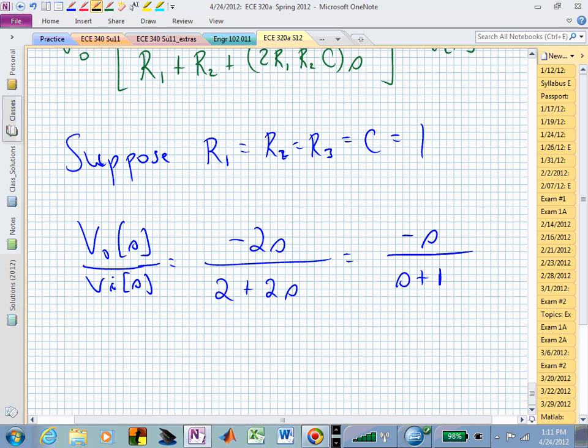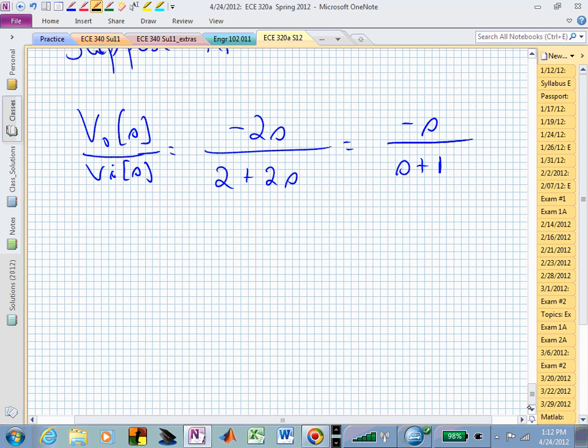And what do you see now in that transfer function? Now these poles and zeros are pretty easy to locate, aren't they? We have a 0 at the origin, and we have a pole at S equal minus 1.